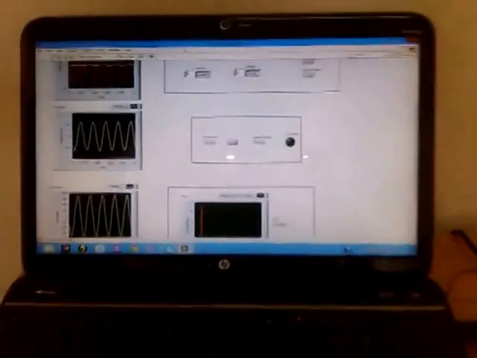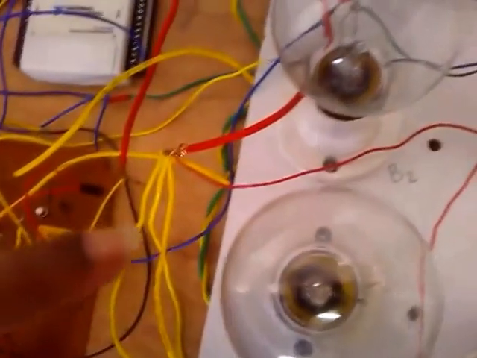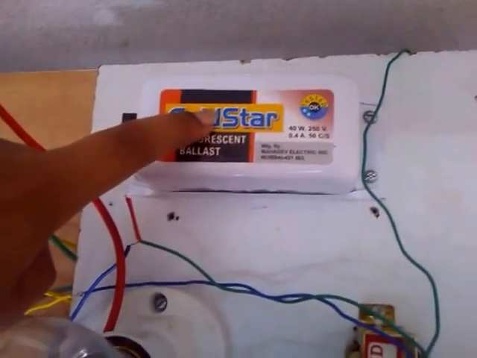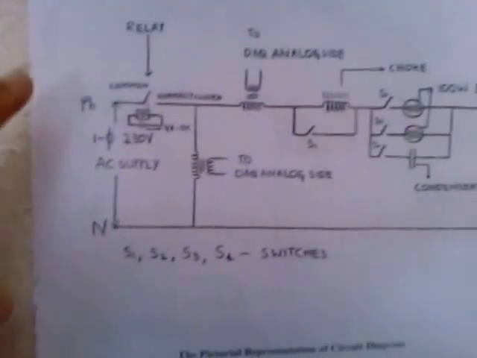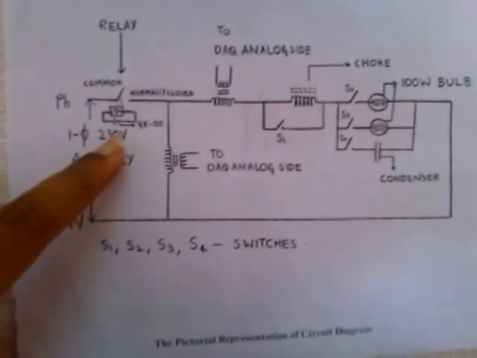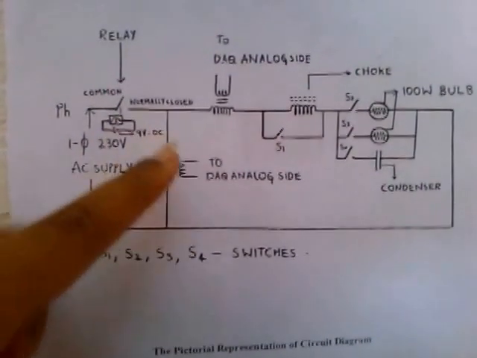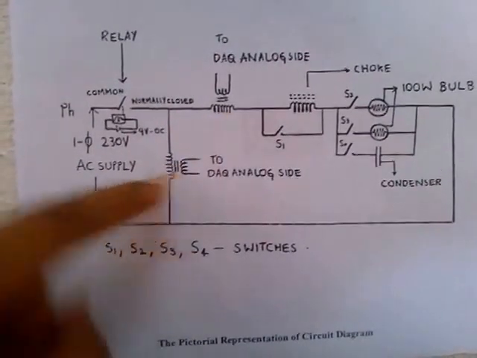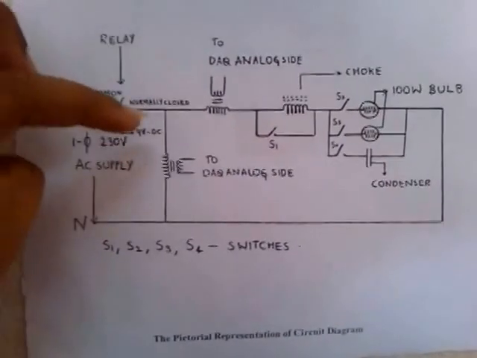In our project we considered three loads, that is 100 watts bulb as resistive load and 40 watts choke as the inductor load and 2.5 microfarad condenser as capacitive load. Here is the circuit diagram of our project. We are considering a single phase supply. The phase of the supply is going to the relay and the relay other terminal is given to CT and PT, which is current transformer and potential transformer, and the output of CT and PT are going to DAC card.